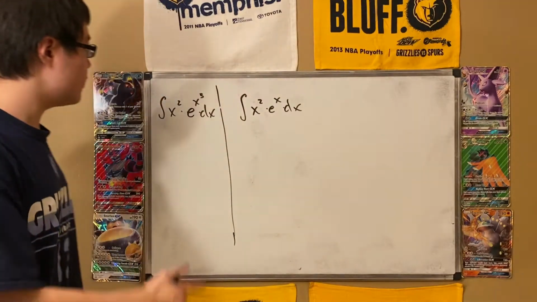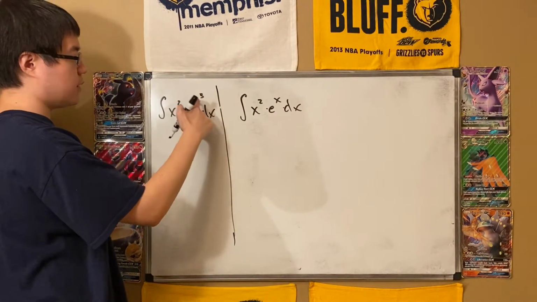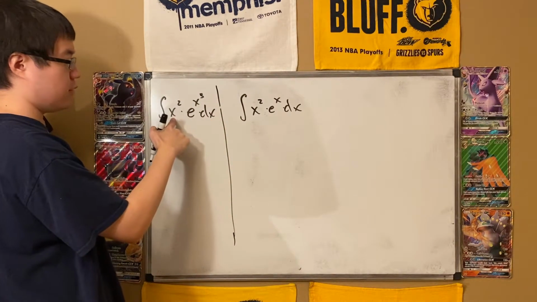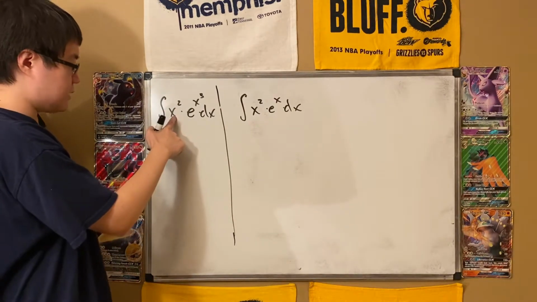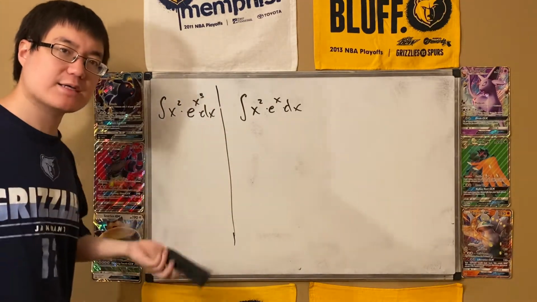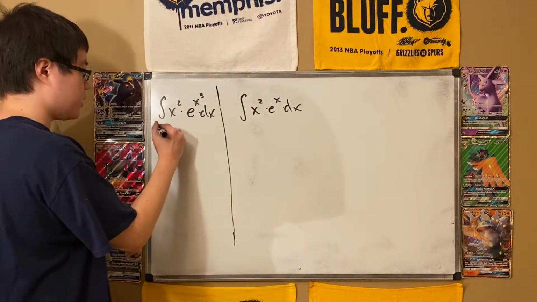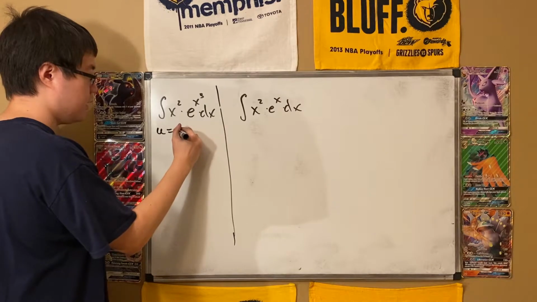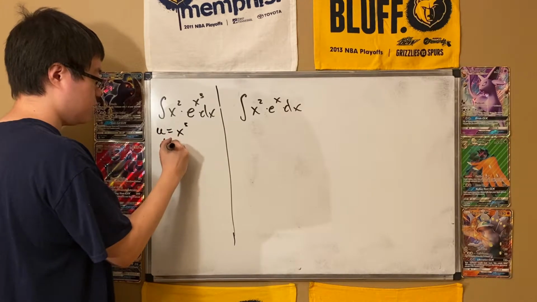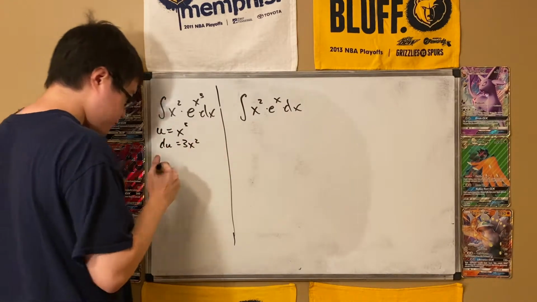Let's go. So in this case, this is going to be my u sub because this u's derivative is in the question, a multiple of the something in the question, because the derivative of x cubed is 3x squared. Here's a little x squared. So let's u sub this real quick. It's going to be very similar to the previous ones. This is going to be u is equal to x cubed, du is equal to 3x squared.